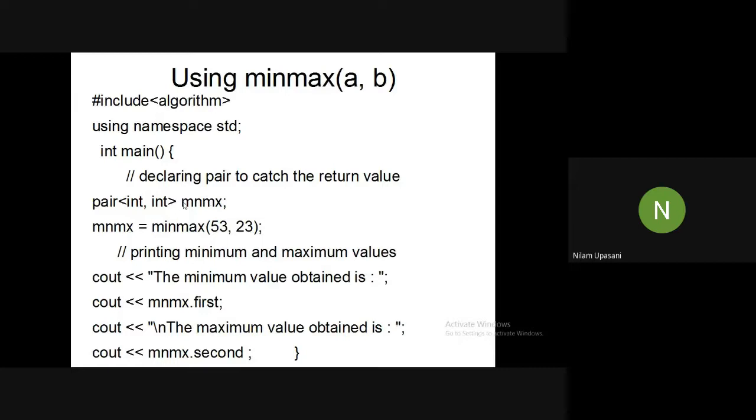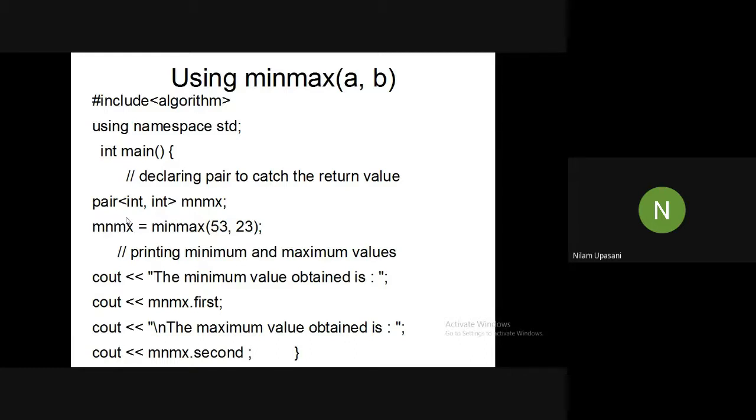So in this way this pair object is created. This is the name of that pair object. Now I'm calling that min max algorithm. I'm passing two input arguments here. Any numbers I can pass, or variables also, a comma b. Take a and b as input from the user and pass them as input parameters. This min max returns a pair. If it is returning a pair, then a pair object must be there on the left hand side.